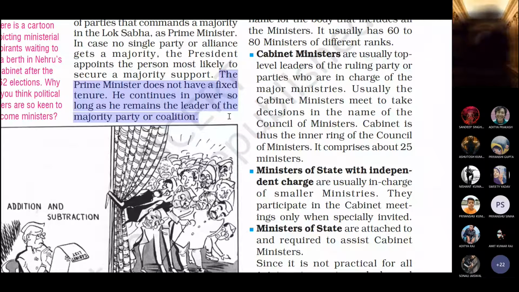If majority of member of parliaments in the Lok Sabha say we have no confidence in the prime minister and the cabinet ministers, and if they withdraw their support, अगर वो अपना सपोर्ट हटा लेते हैं, then the prime minister and his cabinet of ministers will have to resign. इसका मतलब क्या है? प्राइम मिनिस्टर तब तक प्राइम मिनिस्टर बने रह सकते हैं in power up to the point he is enjoying majority support of the majority party. Otherwise वो उनको हटना पड़ेगा.